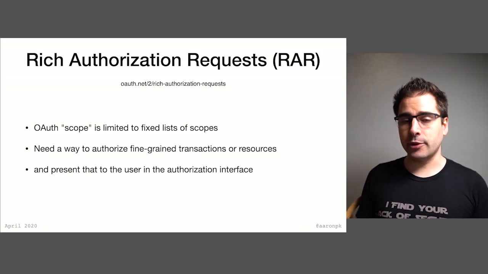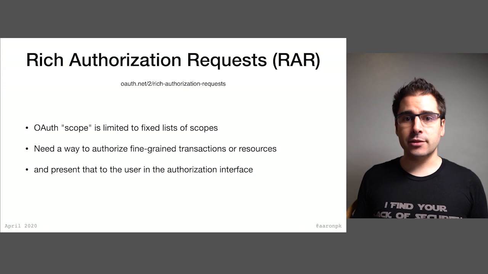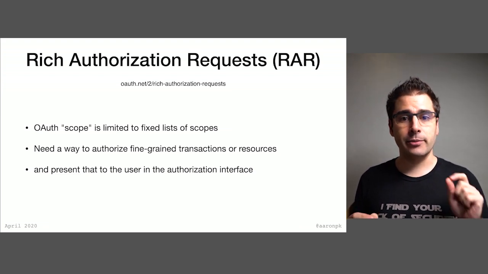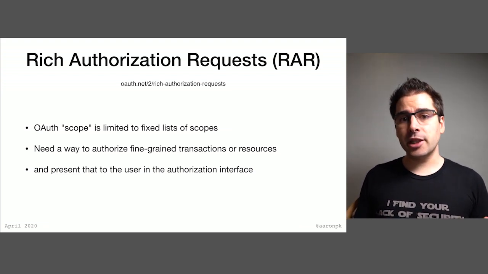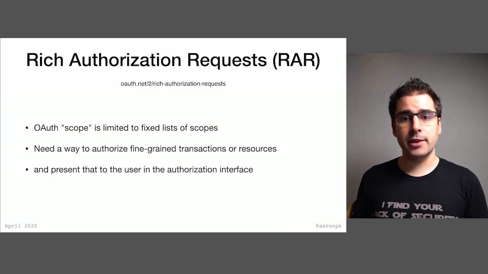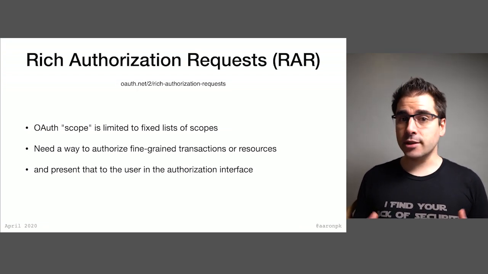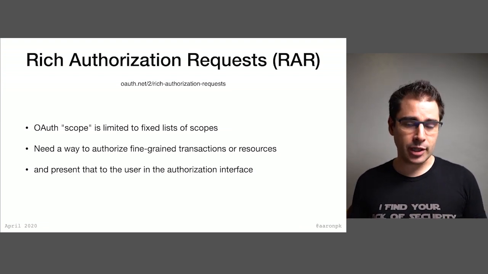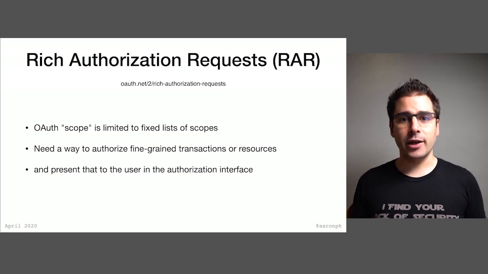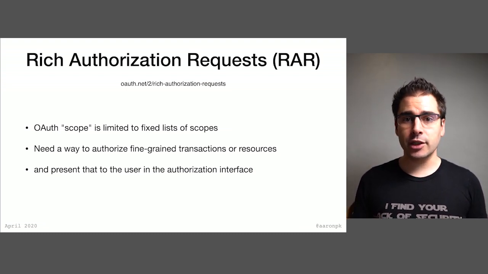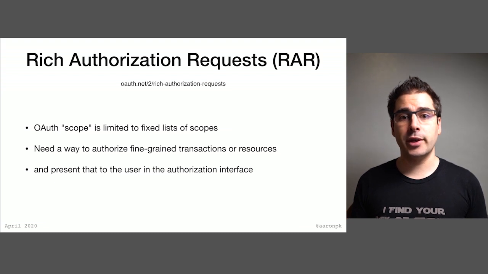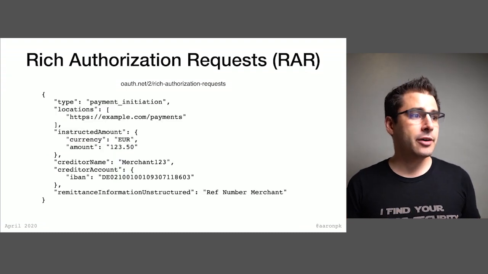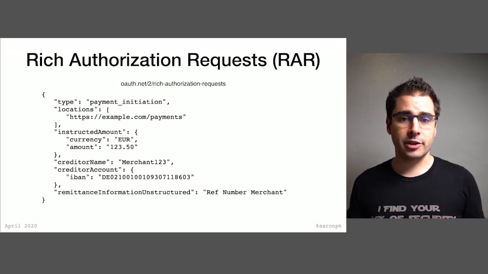What can't be described with OAuth scope is this application is requesting to move $10 from this account to this account. Or this application is trying to initiate a payment from this person to this person. The reason OAuth scope doesn't work for that is that typically scopes are pre-registered as just fixed strings, and they're also not structured. So this is the idea where this authorization request needs more structure than the concept of scope can provide. So this is an example of a rich authorization request that would be included along with the authorization request the app is making.